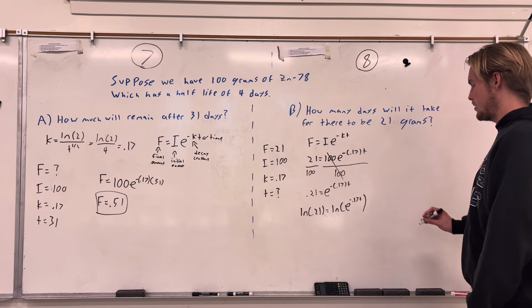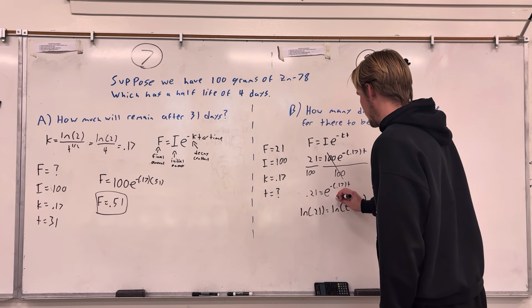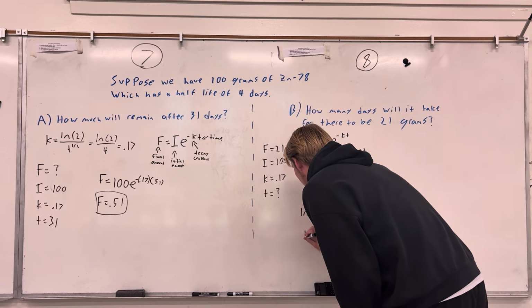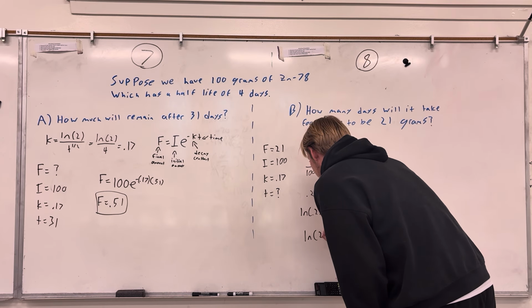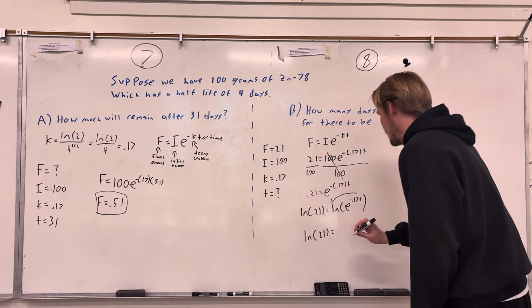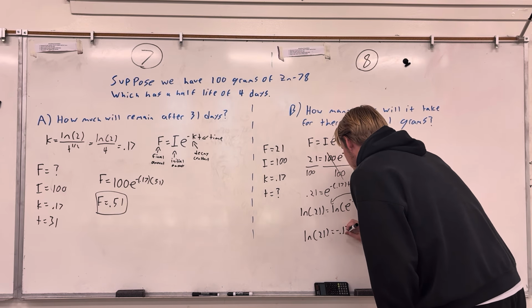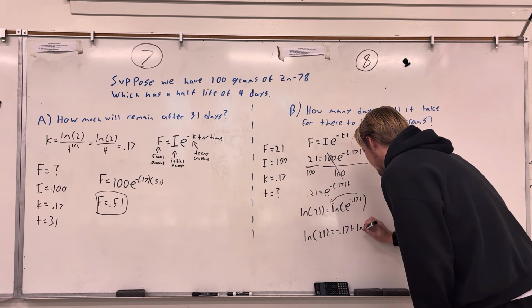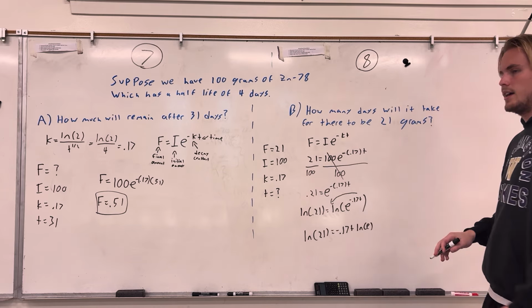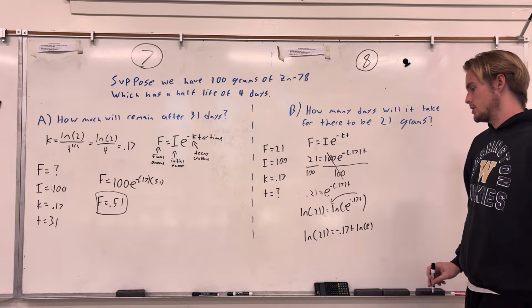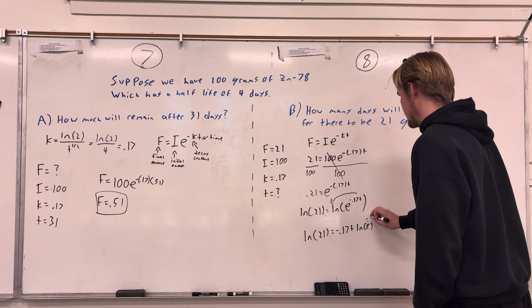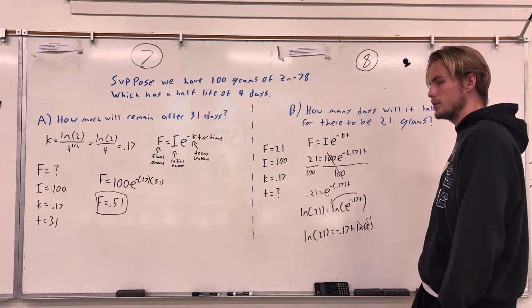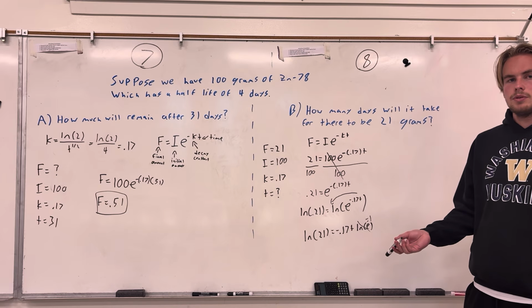Okay, so now that tells us we're allowed to move this to the front of our natural log, and we're left with ln of 0.21 equals negative 0.17t times ln of e. And if you guys remember, this is magic right here. ln of e is magic because it just equals 1, so we can cross it out. Because we're just going to be having 1 times negative 0.17t, which is going to give us negative 0.17t.